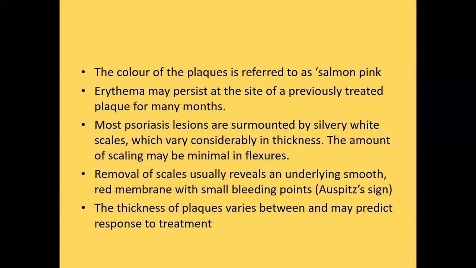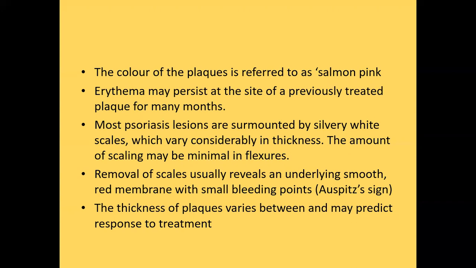The color of plaques is often described as salmon pink. Erythema may persist at the site of previously treated plaques for many months. The psoriatic lesions are surmounted by silvery white scales, which vary considerably in thickness. The amount of scaling is minimal in the flexures. Removal of scale physically reveals an underlying smooth red membrane with small bleeding points. This is the Auspitz sign.